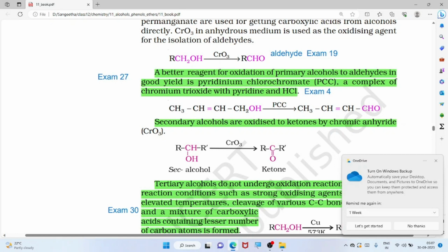A better reagent for the oxidation of the primary alcohol to aldehydes is pyridinium chlorochromate, PCC. This is the oxidizing agent.